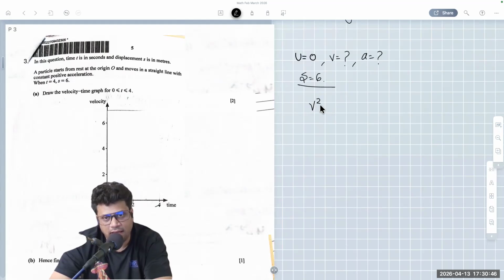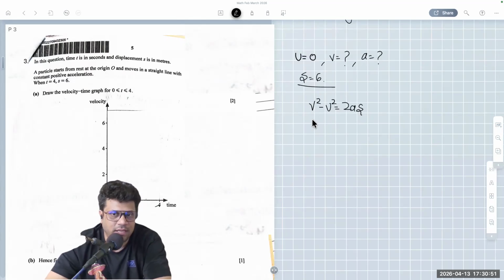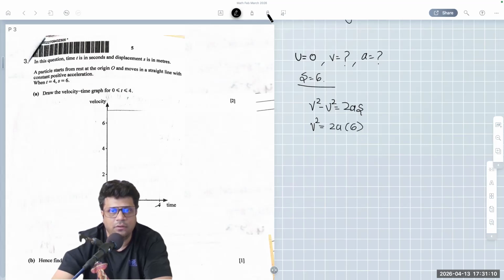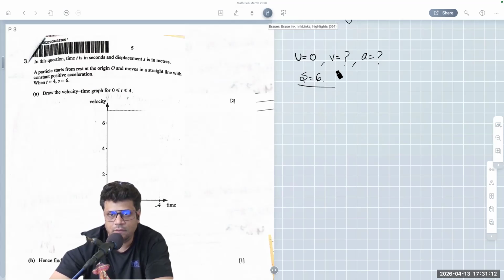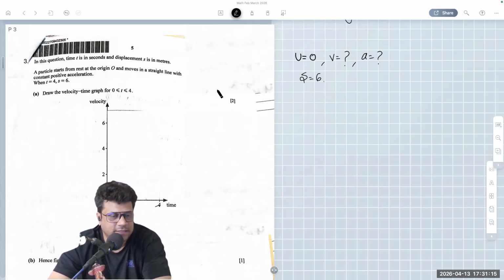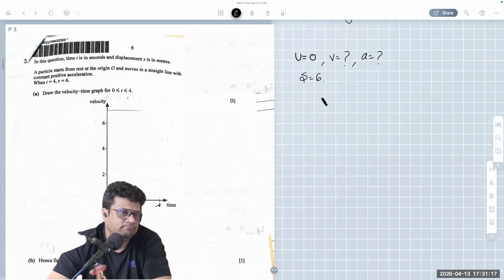Although I feel like I can use the equation v square minus u square equals 2as, but is that going to work? Let's see. So v square equals 2 into a into 6. Well, we don't know what v and a are, so can't use this. What else? S equals ut plus half at square.